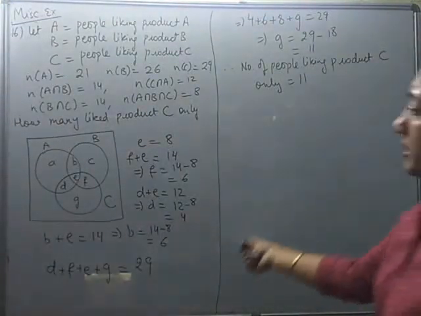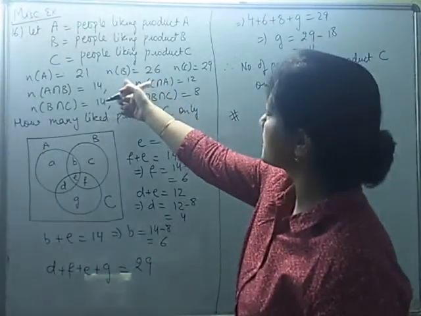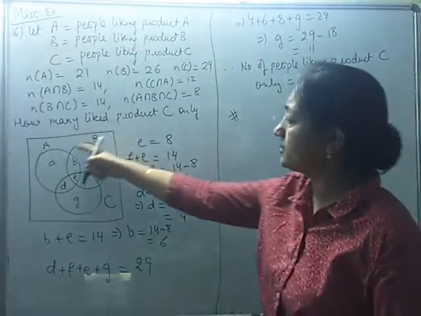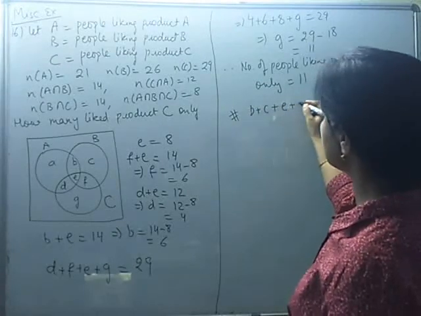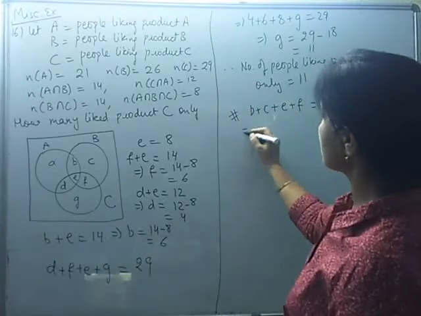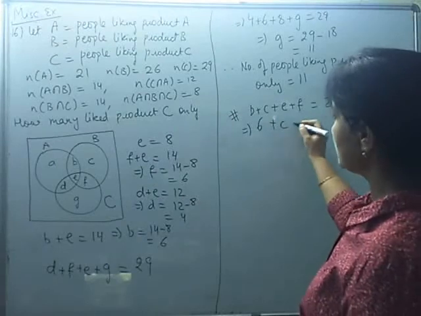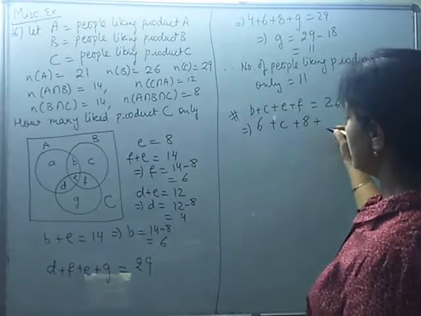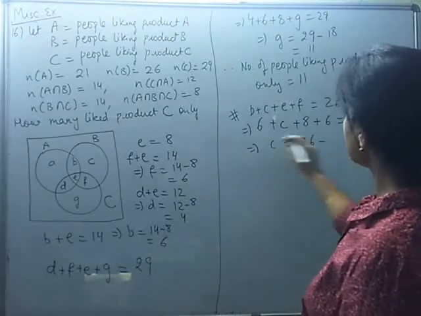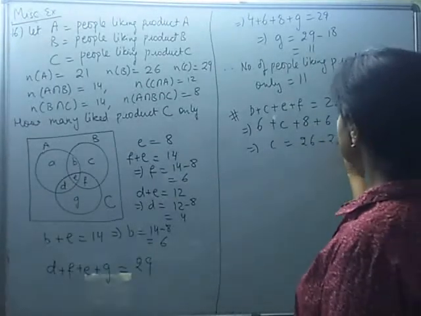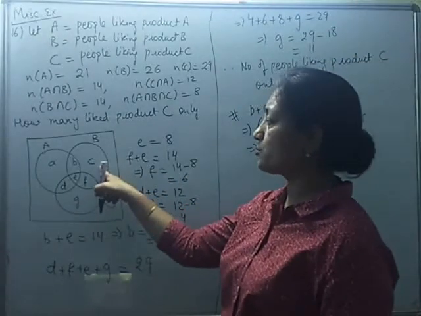But you can see we can still have scope for finding other things. If I go back to this condition, the number of people in B is 26. The terms denoting the number of people in B include small b plus c plus e plus f. So this is 26. Substitute the values known to you. b is 6, c we don't know, e is 8, f came out to be 6 again. So small c will be 26 minus (6 plus 6, 12, plus 8) 20. So 26 minus 20 is 6. So those who liked only product B, small c, are 6.